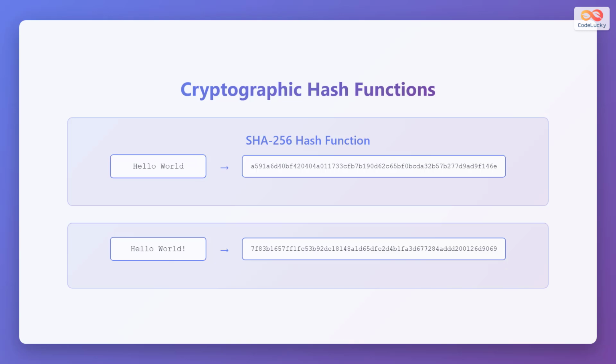Now, if we change the input even slightly, like adding an exclamation point to "Hello World," the output changes completely to 7f83b1657ff1fc53b92dc18148a1d65dfc2d4b1fa3d677284addd200126d9069. This is important because it means that even a small change to the data will result in a completely different hash, ensuring the integrity of the blockchain.